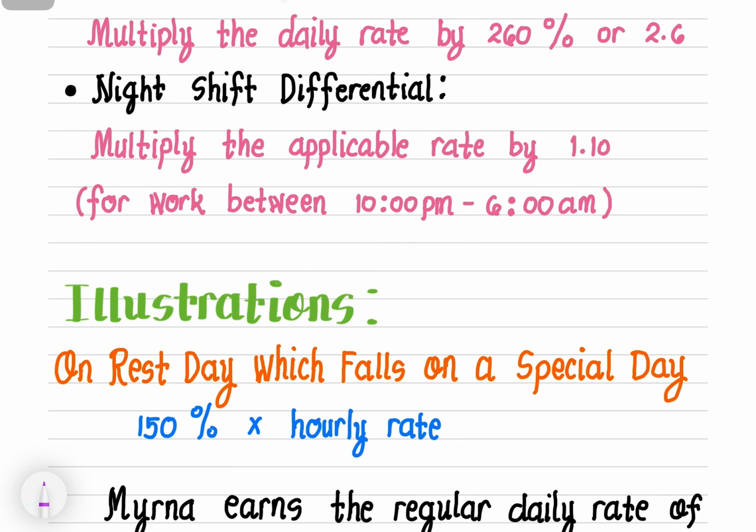Okay? So, for a special non-working day that is also a scheduled rest day, ang multiplier natin ay 1.5 or 150% times hourly rate. Okay? Or 150% being converted to decimal, that is equal to 1.5 times hourly rate. And for us to fully understand the concept, let's answer the given problem.